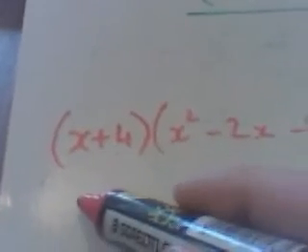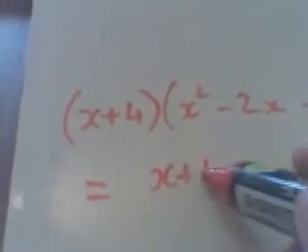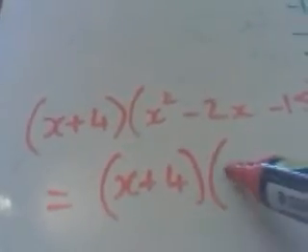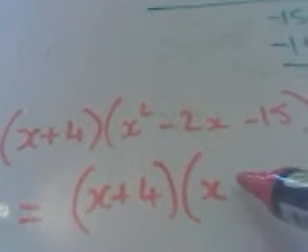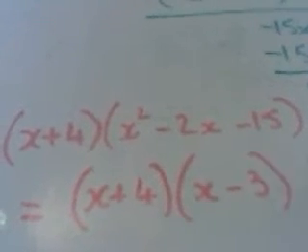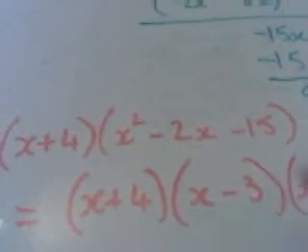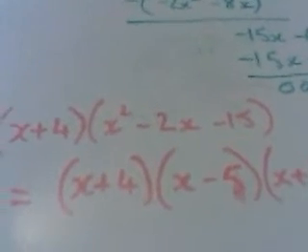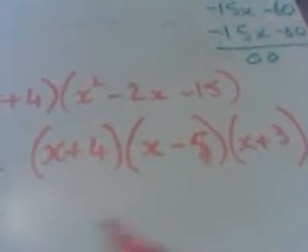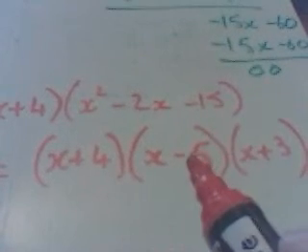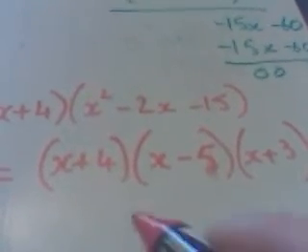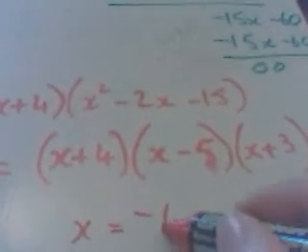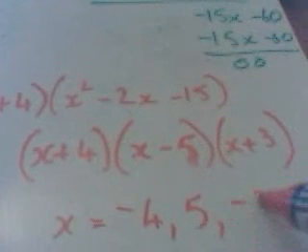And that factorises again to give x plus 4. Using your quadratics, that's x minus 5, x plus 3. If we were to find solutions where that crosses the x axis, where y equals 0, you'd get x is -4, 5 and -3.